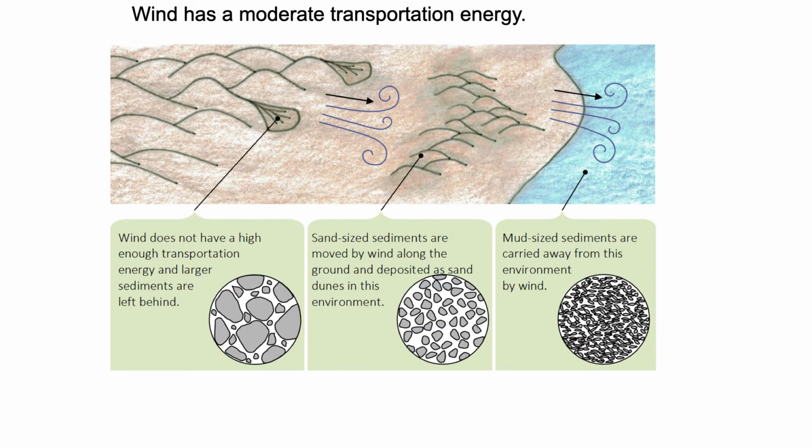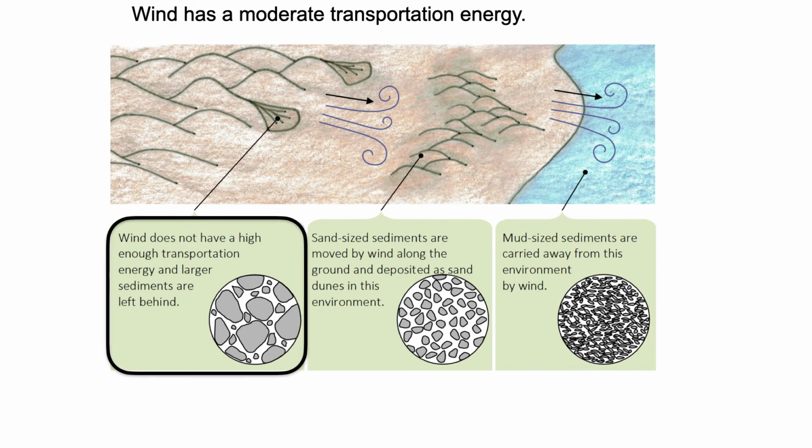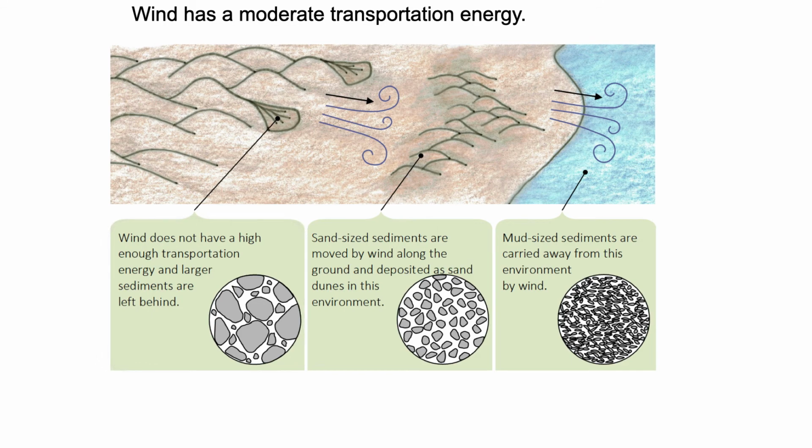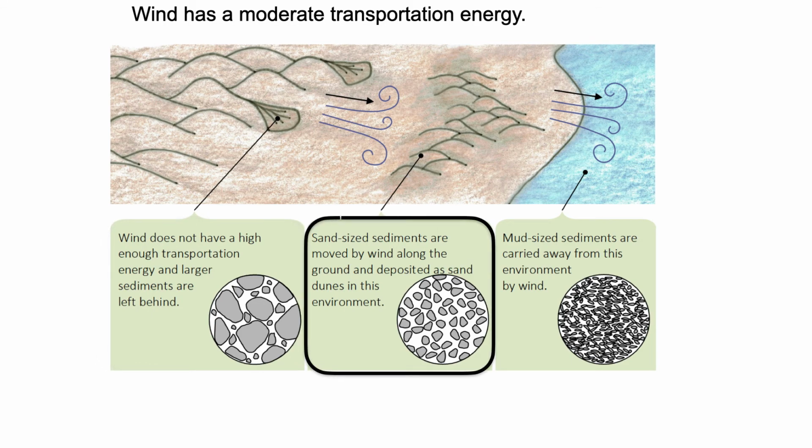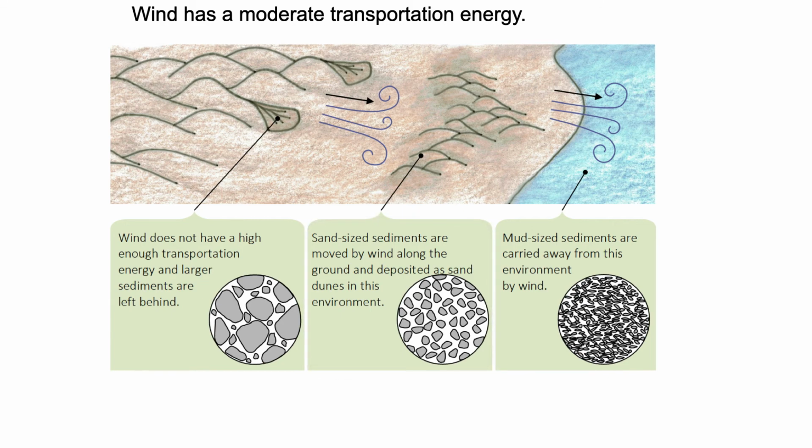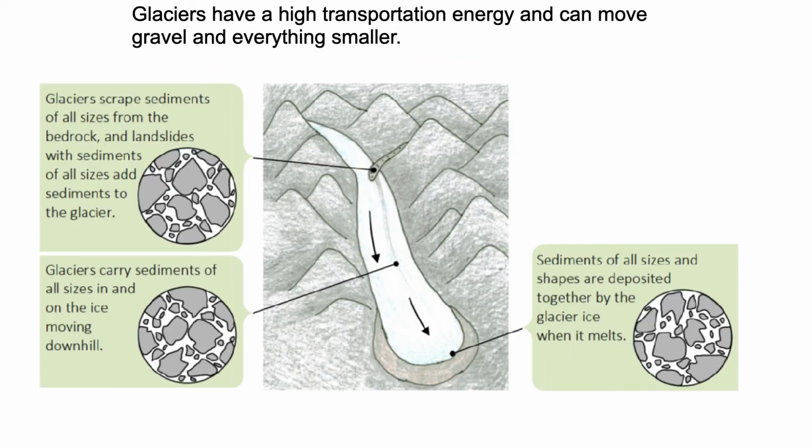Wind generally has a moderate transportation energy and can't move gravel, but can move sand and mud, so the gravel gets left behind. Wind can usually just move sand, so dune deposits are almost exclusively sand. Mud-sized sediments can be carried long distances by wind and are carried away from dune settings. Glaciers, which are flowing ice, can carry all sediment sizes and deposit them when the ice melts.